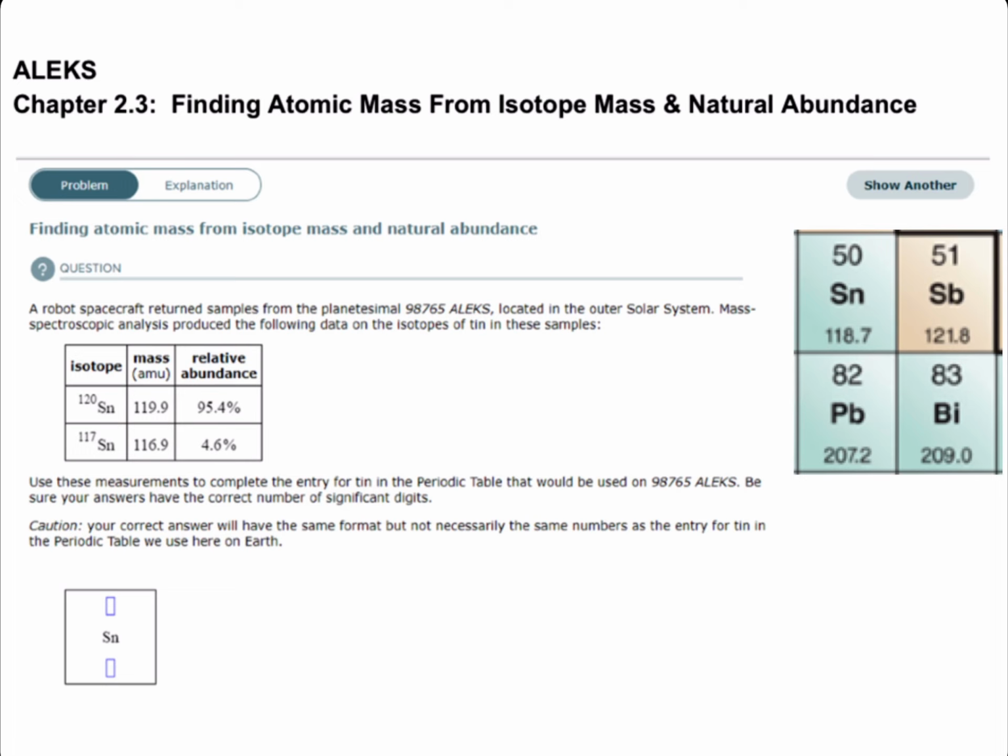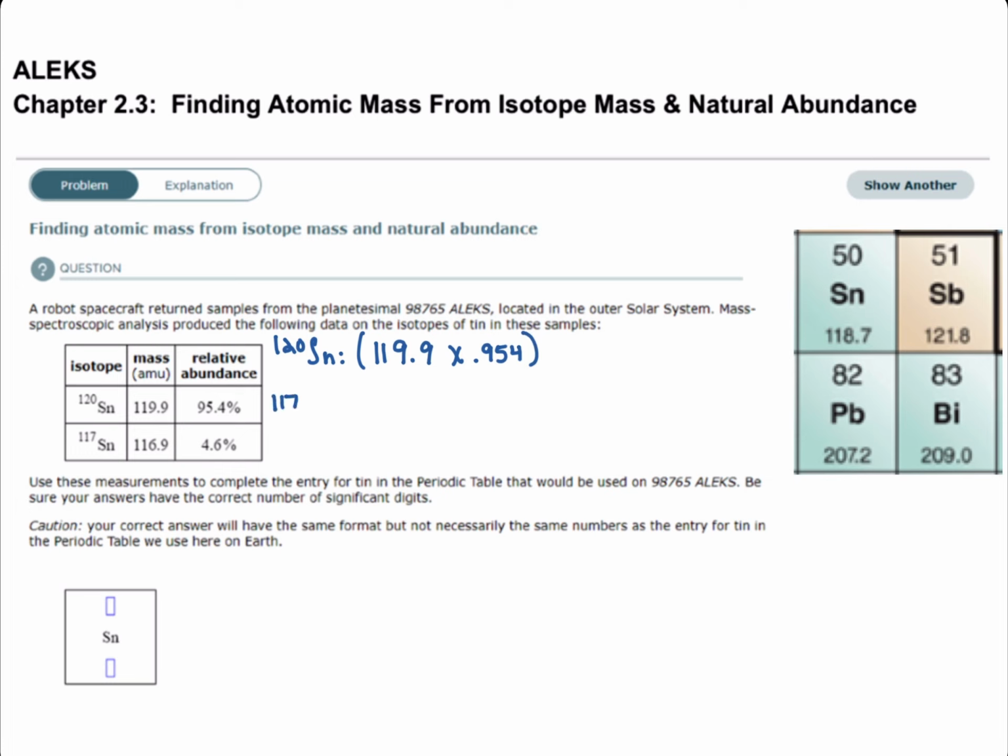There is a table in the story problem that gives us the name of the isotope, its mass, and its relative abundance. So we're going to start off with our given information, and we're going to start off with the first isotope, which is tin-120, and we're going to multiply its mass by its relative abundance. Its relative abundance is 95.4%, but we have to convert the percent to a decimal. We can do this by dividing by 100 or just moving the decimal 2 places to the left.